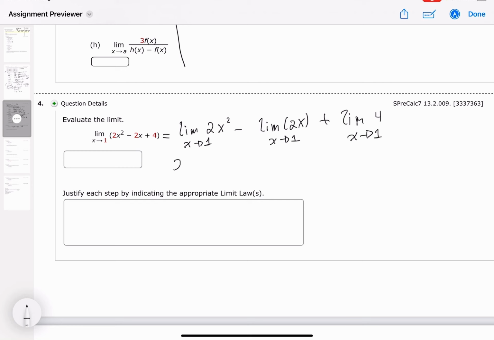Here I can take these two out because constants can be taken out of the limit. They are not affecting my limit. Here it's the same, I would take that number 2 out, like this. And here I know that the limit of a constant number is that constant. Okay, I will continue here.